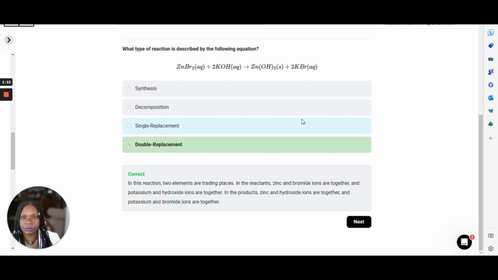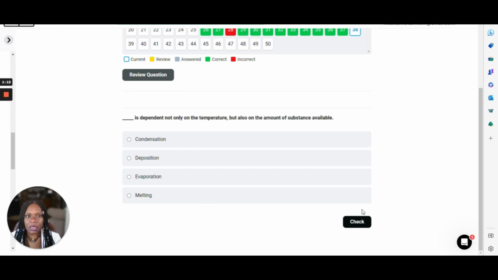Next question. Blank is dependent not only on temperature, but also on the amount of substance available. Is it condensation, deposition, evaporation, or melting?